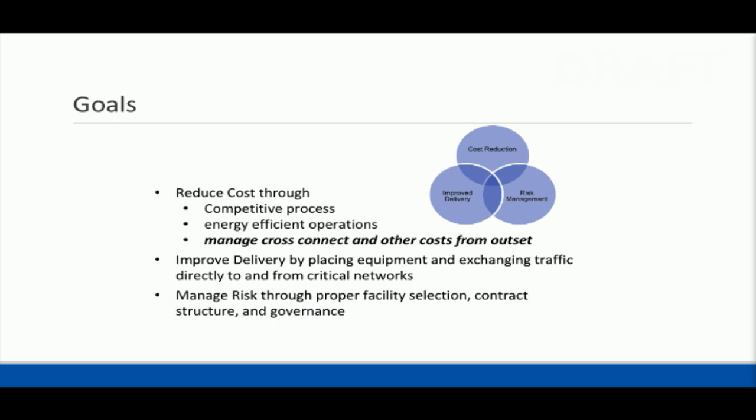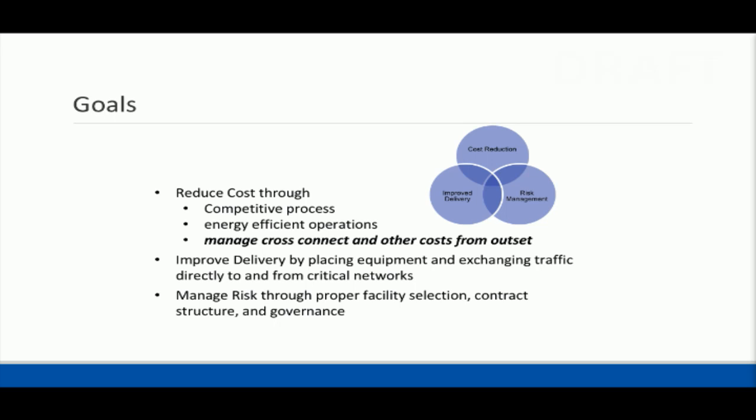How do you make that happen? We're firm believers that you reduce costs through a competitive process. You can also reduce costs through your energy efficiency and also your network interconnection. And there's a lot of aspects to that. It's the cross connects within the data center itself, but it can also be the cost of getting the network to that data center if it doesn't have a network.